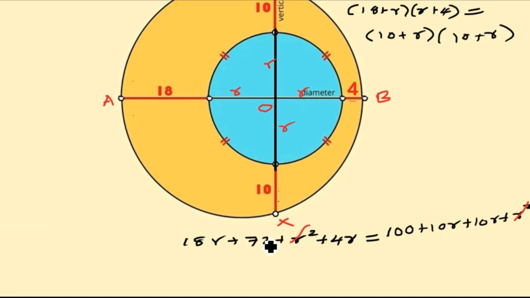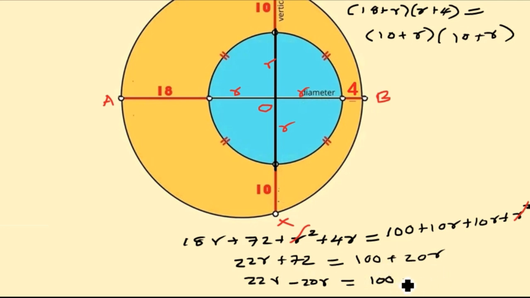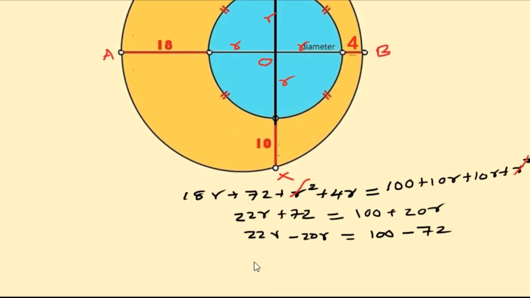So what do we remain with? On this side we have 18R plus 4R is 22R, plus 72, equals 100 plus 20R. Collecting like terms, 22R minus 20R equals 100 minus 72. So 22R minus 20R is 2R, and 100 minus 72 is 28.